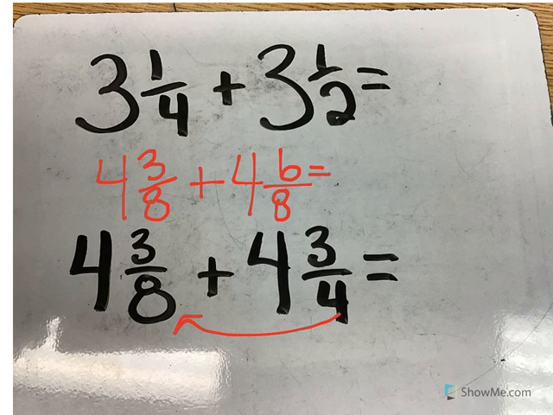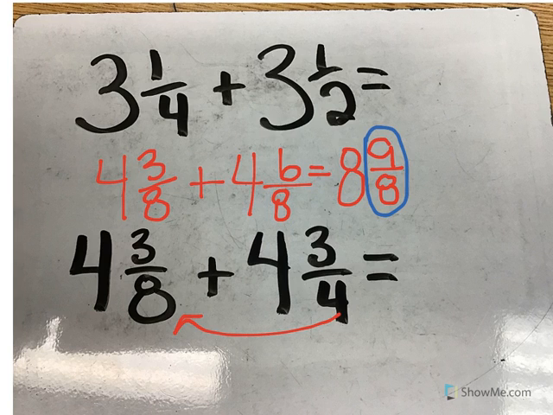Now, at this point, I have a common denominator, so I can add them. 4 plus 4 is 8. And my denominator: 8 plus 8 is 8 because the denominator does not change. Now I add my numerators. 3 plus 6 is 9. Now that is my answer, but the problem with this is I can simplify it because it's a mixed number with an improper fraction.